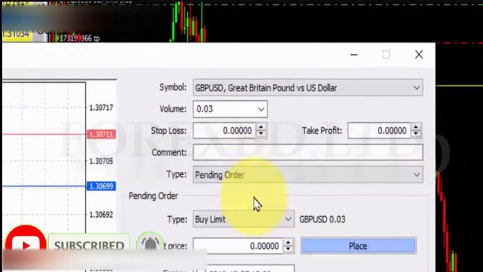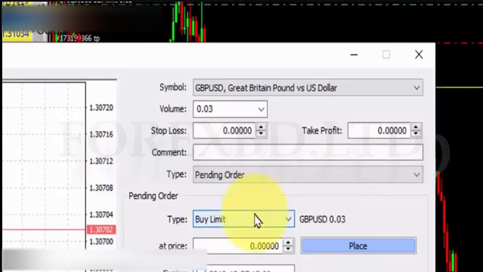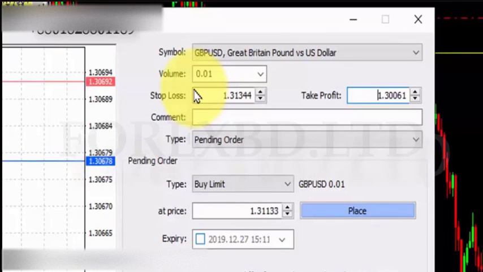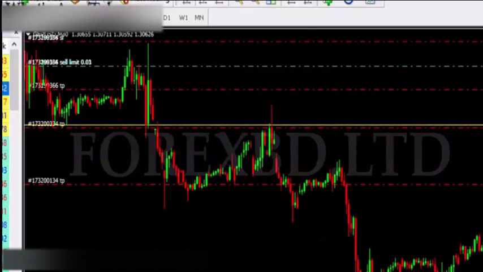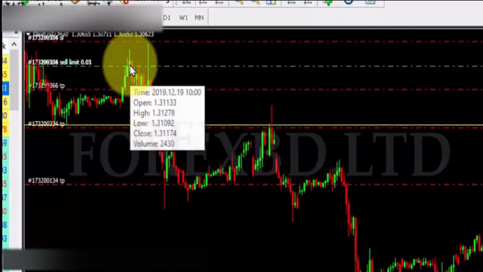When your balance increases, you have to distribute your lot size in the same way. Our second entry lot size is 0.01. You can see that we placed 3 orders from the same point. Our first entry's lot size is 0.03. The second entry's lot size is 0.01 and the last one is 0.01.